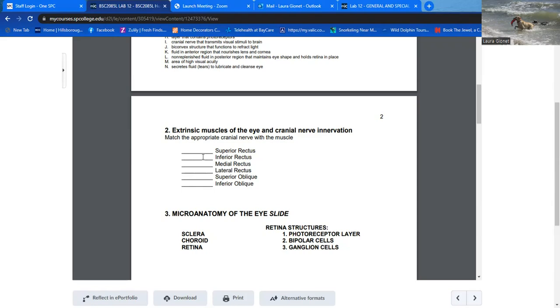So when we look at the models, you need to be able to identify which muscle is which, okay? Superior rectus, inferior rectus, superior oblique. But you also need to know the nerve that supplies it.